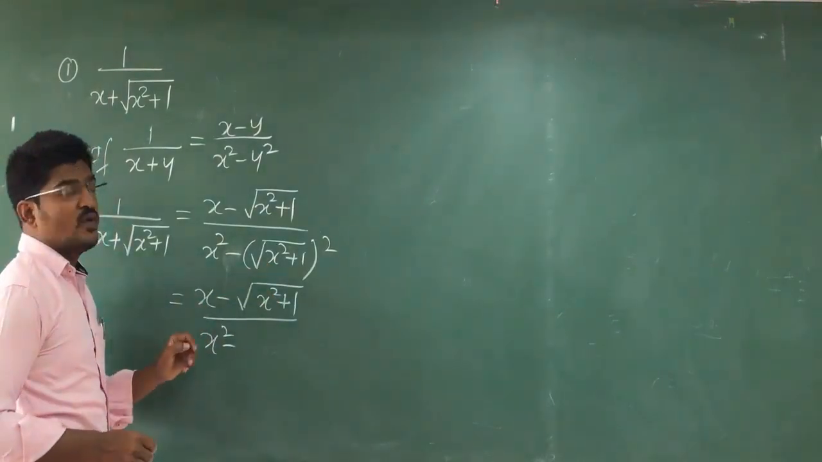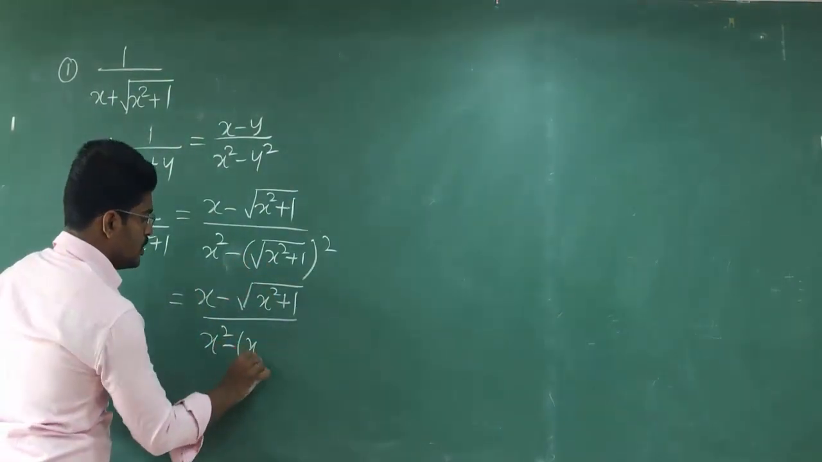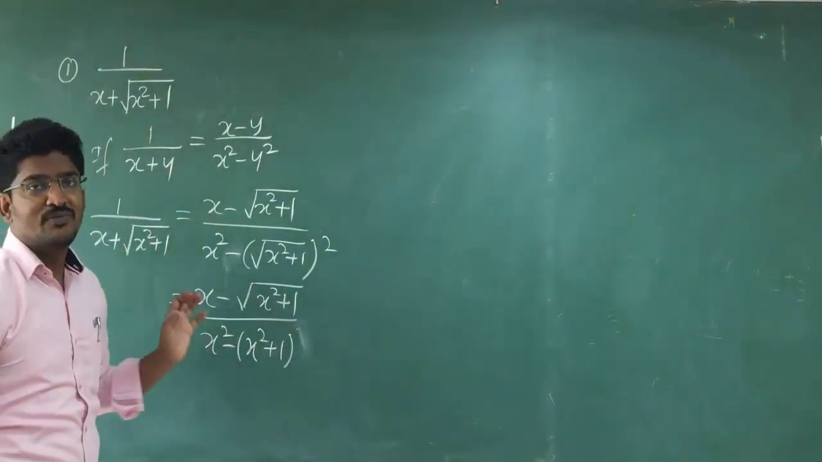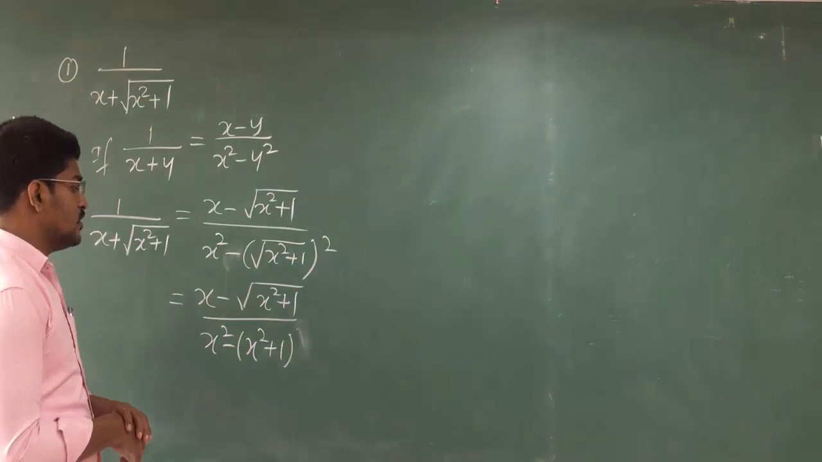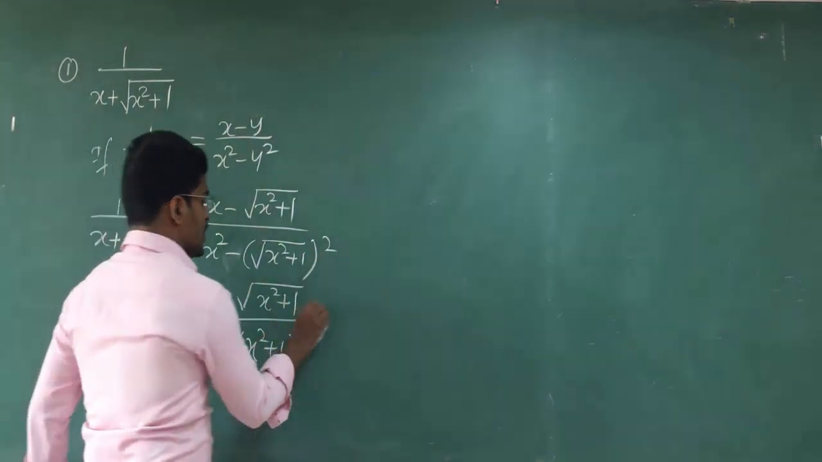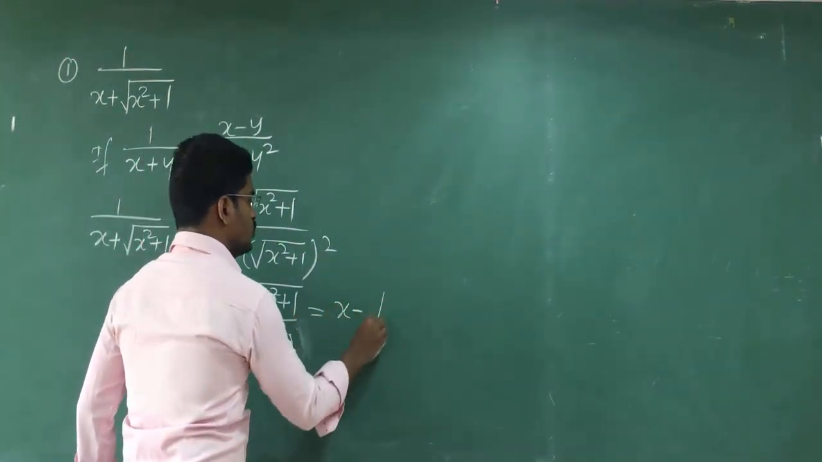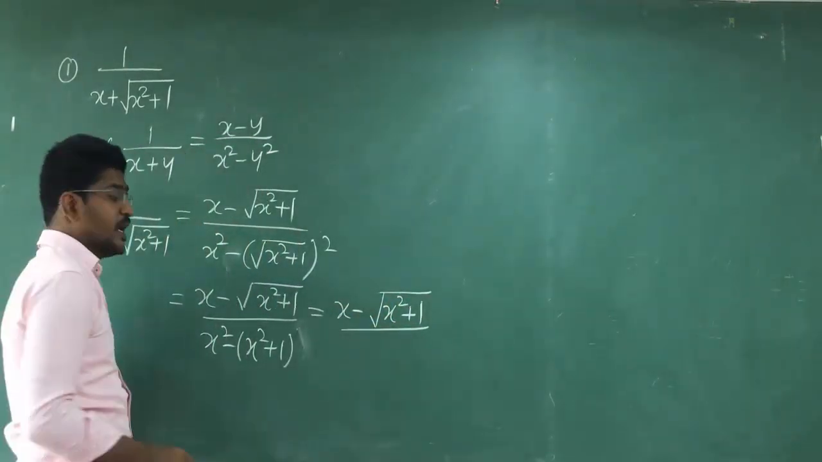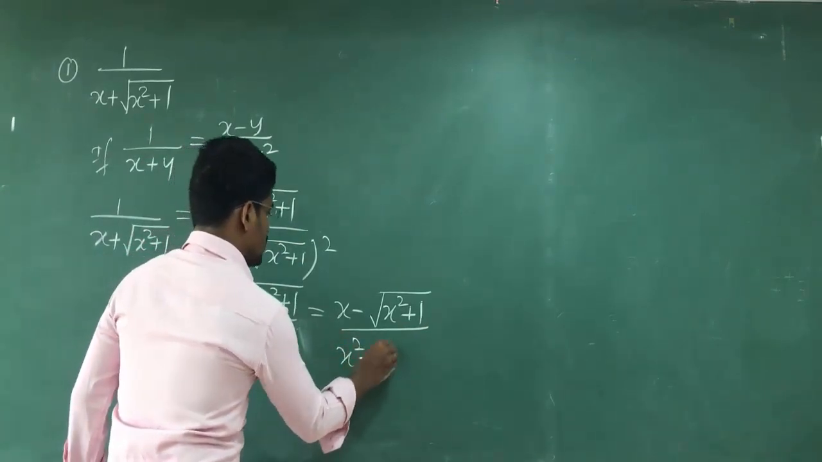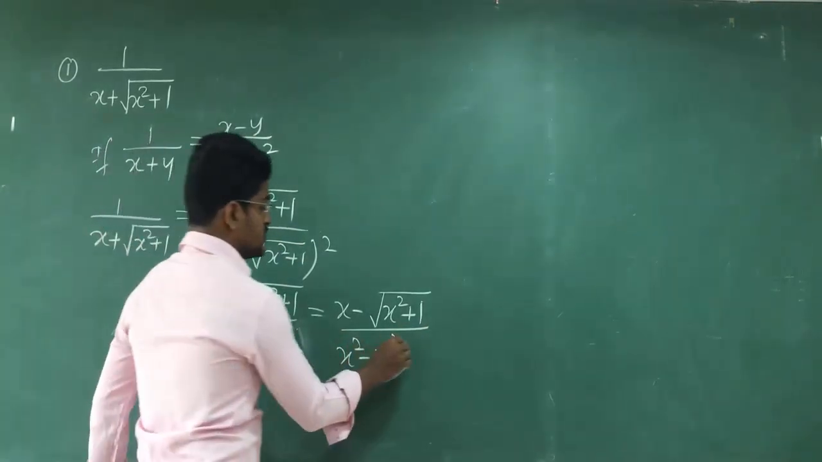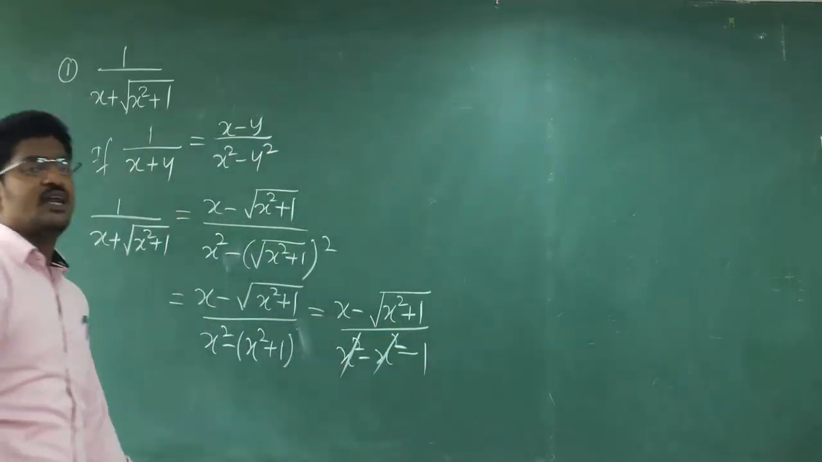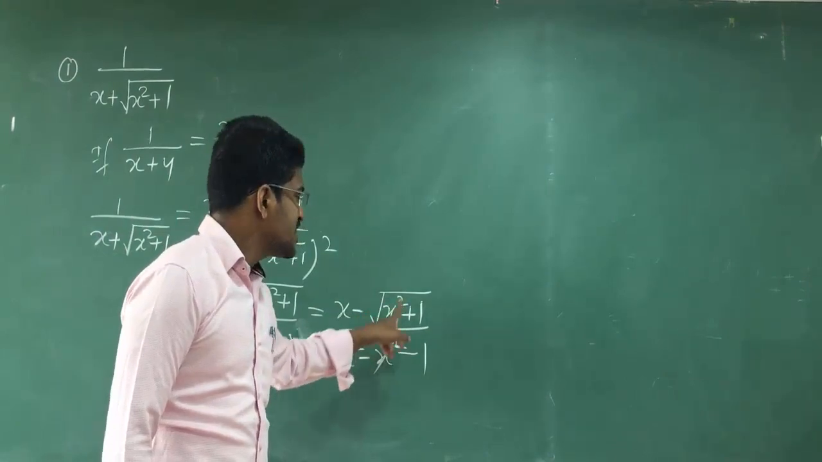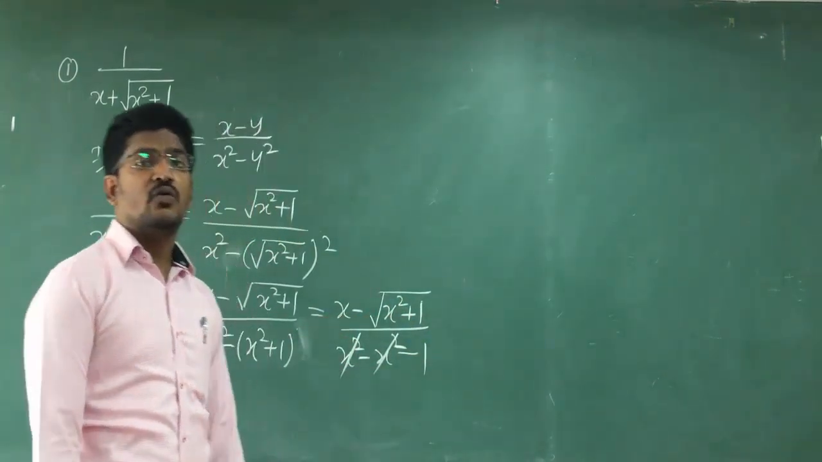So this can be written as what? x square plus 1, whole x square plus 1. Only this much. The root will be cancelled because you have a square. If I open the brackets, what are you going to have? x minus root of x square plus 1 divided by, opening these brackets, you are going to get x square minus x square minus 1. So plus x square and minus x square will get cancelled. x minus root of x square plus 1 divided by minus 1 you are going to have.